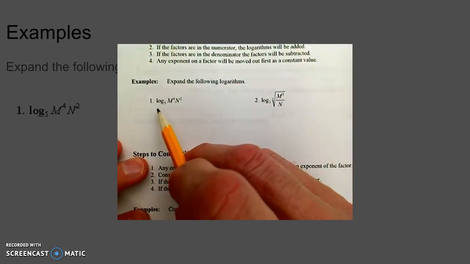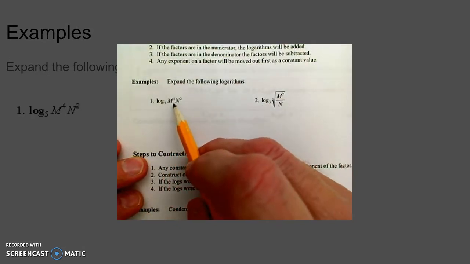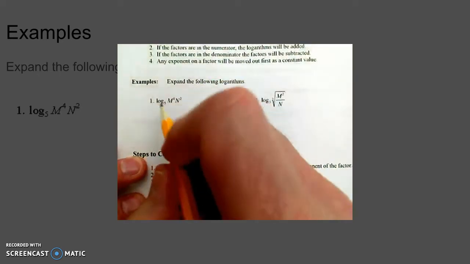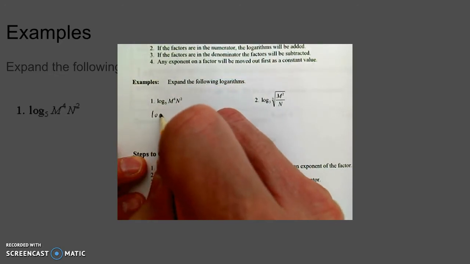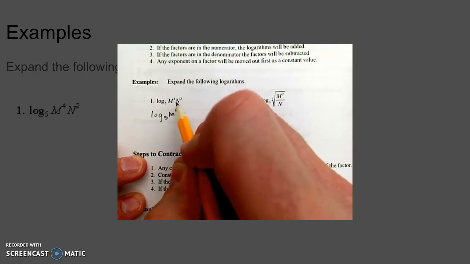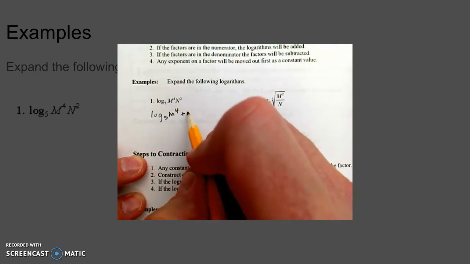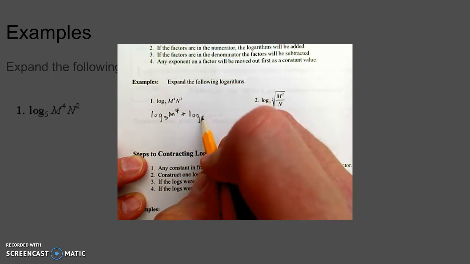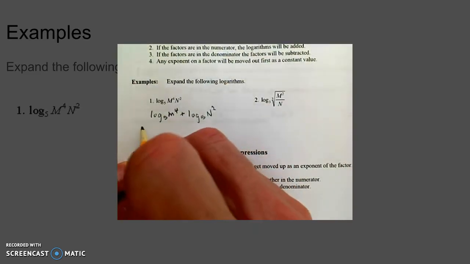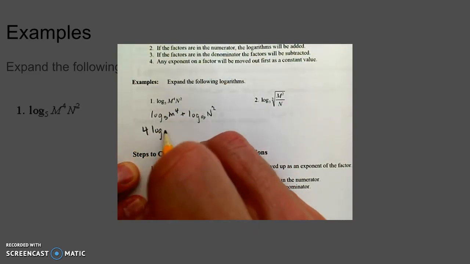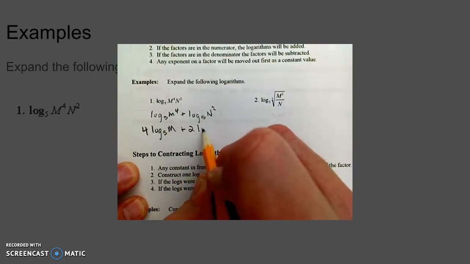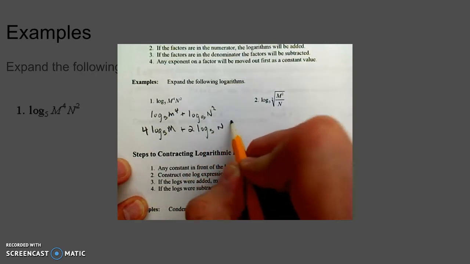So given the log base 5 of m to the fourth times n squared. So I've got a couple things going on here. I've got some powers and I've got a factor. So I know that I can write this as log base 5 of m to the fourth. It's factors, they're being multiplied, so add log base 5 of n squared. And then keeping in mind that the exponents can come out front. So 4 times the log base 5 of m plus the exponent 2 times the log base 5 of n.